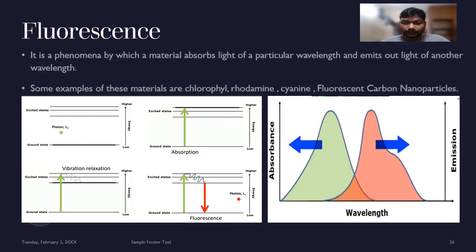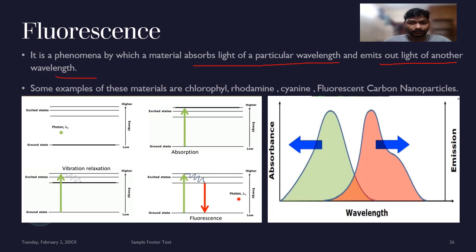In the beginning of the photonics lecture, we studied why we should study photonics, and at that point we said that the applications of photonics include the detection of cancer cells. So basically, fluorescence is the property which is used for detection of these cancer cells. So what is fluorescence? It is a phenomenon by which a material absorbs light at a particular wavelength and emits light at another wavelength.